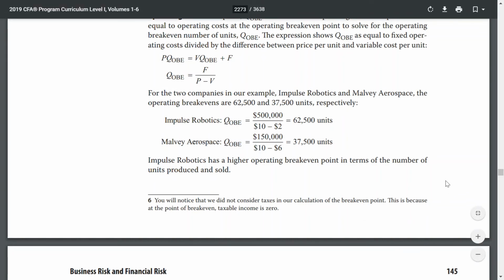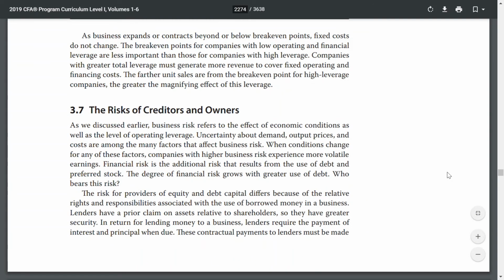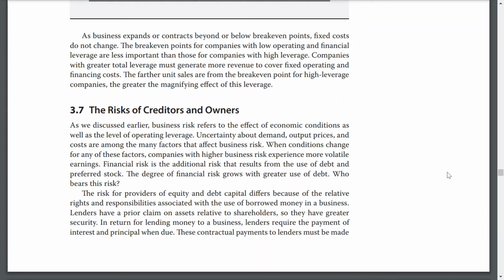As businesses expand or contract beyond or below a break-even point, fixed costs do not change. The break-even point for companies with low operating and financial leverage is less important than for companies with higher leverage. Companies with greater total leverage must generate more revenue to cover fixed operating and financing costs. The farther unit sales are from the break-even point for high leverage companies, the greater the magnifying effect of the leverage.